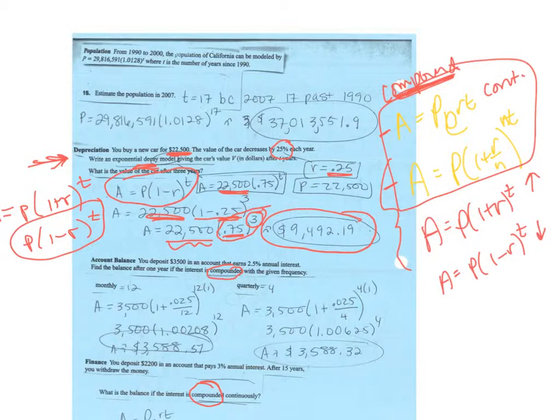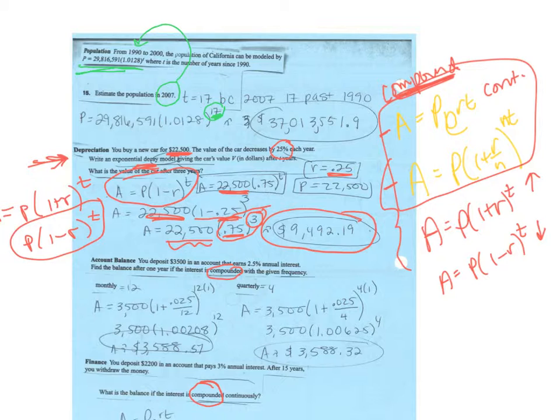9,492. And for this top one, they already give us the equation. So they're saying T's years since 1990. What's the population in 2007? So you don't plug 2007 in for T. You figure out what to plug into the T slot. It's 17 because 2007 is 17 years after 1990.